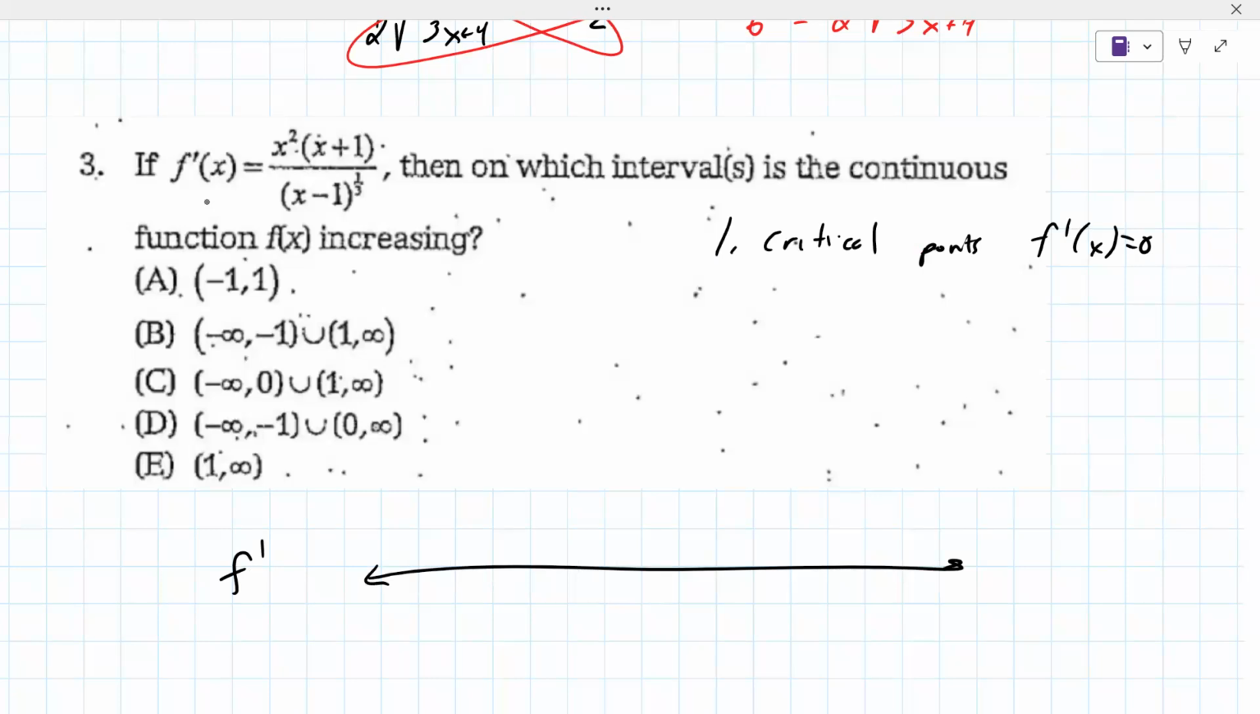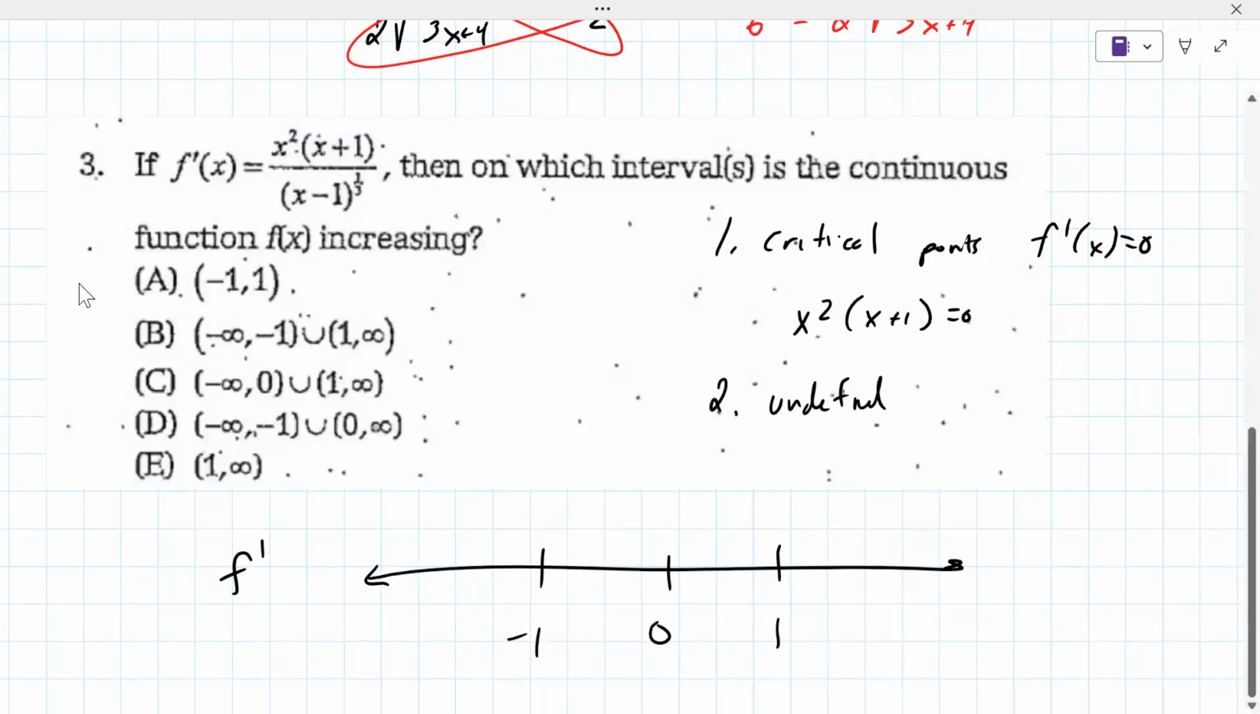So that's where the numerator equals 0. Where does x squared times x plus 1 equal 0? Okay. So x equals 0 and -1. The second thing you need is where the derivative is undefined. So where you are dividing by 0, at 1. Okay, and then you have the test points in each region and decide whether it's positive or negative.